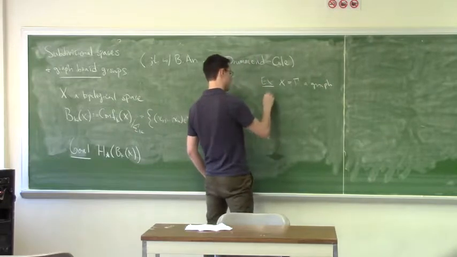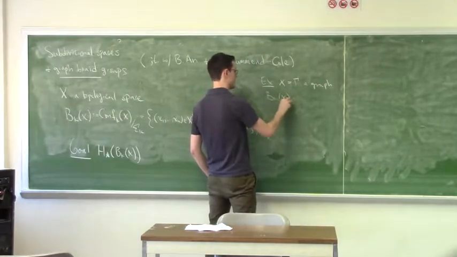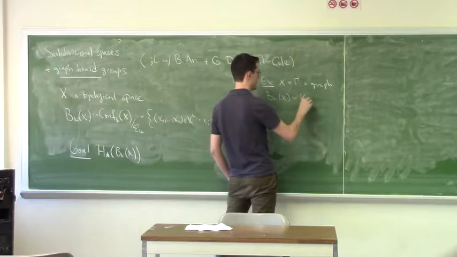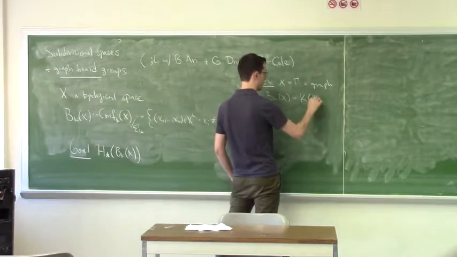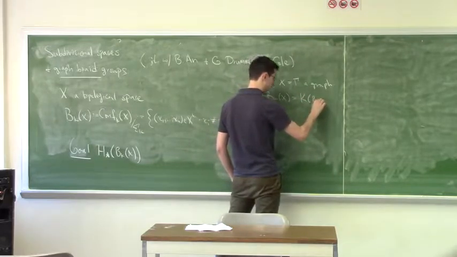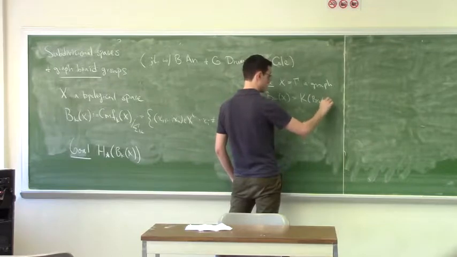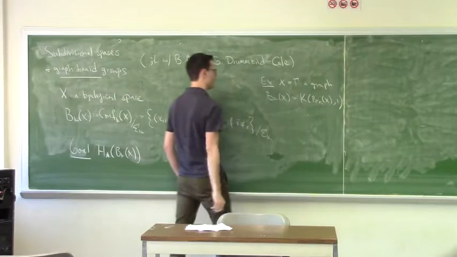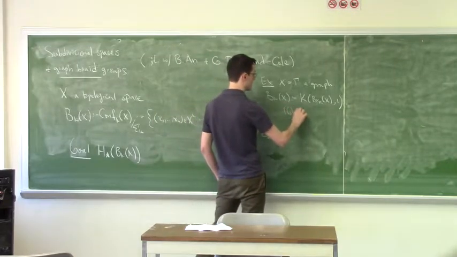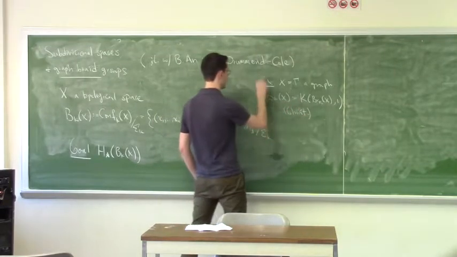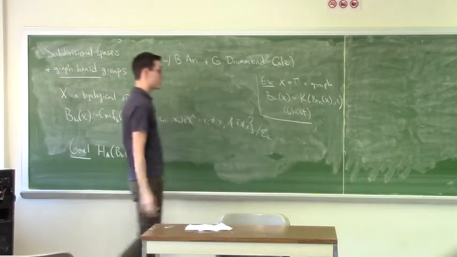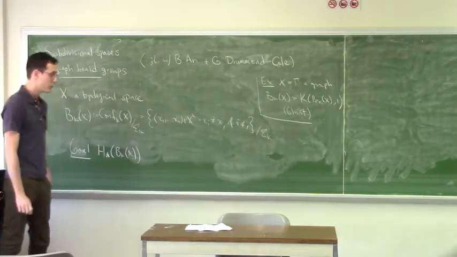then B_k(X) is a K(π,1), a classifying space, for the k-strand graph braid group of X. That's a theorem of Abrams and Ghrist. So in this case, we're studying the group homology of these graph braid groups.